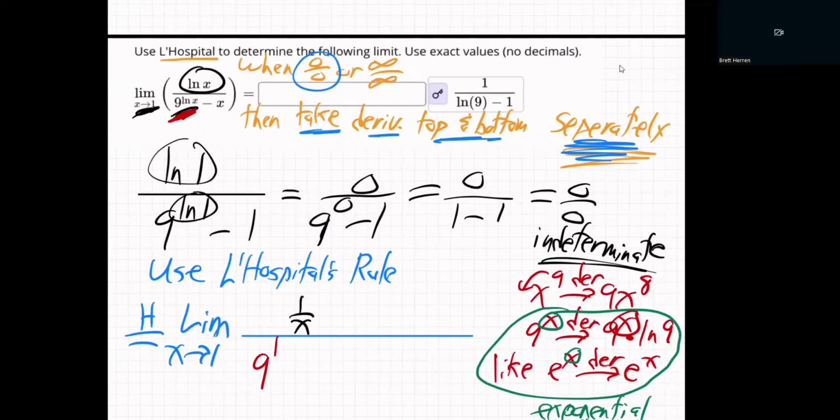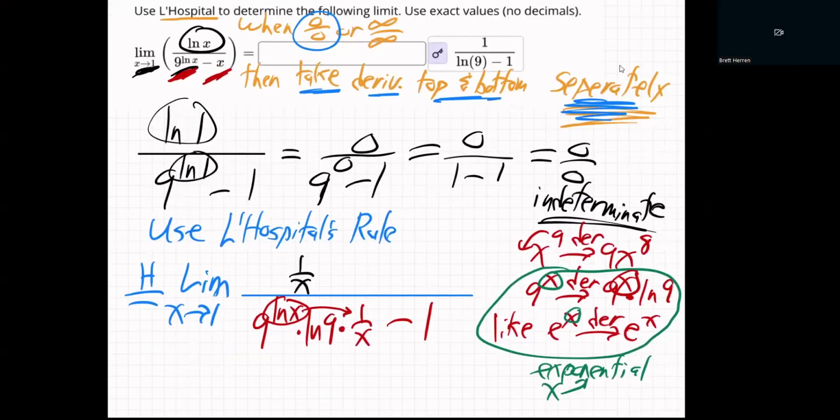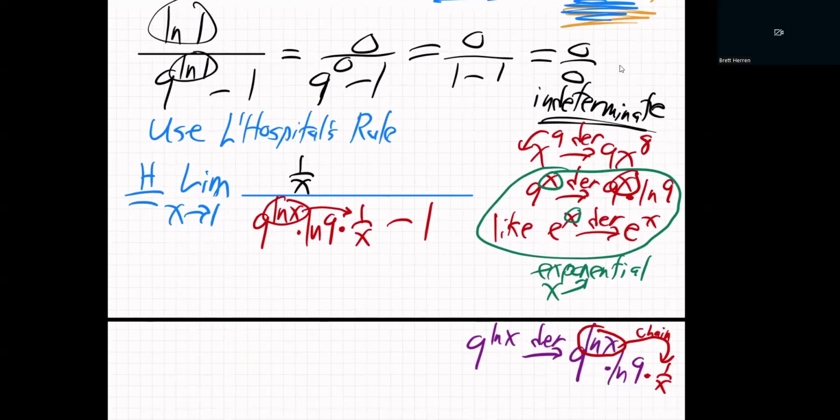It does nothing at first, times natural log of 9 for the adjustment, times 1 over x for the chain rule. That's the chain rule there. All that minus 1, because the derivative of x is 1. There we go. Tough derivative. Okay, we did the derivative.